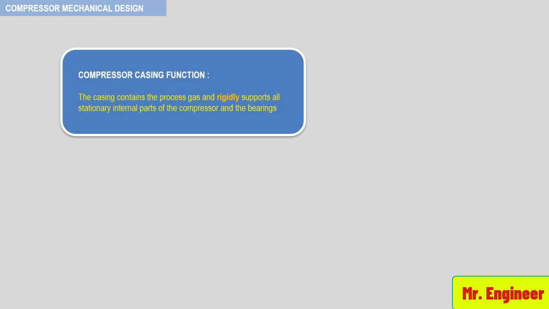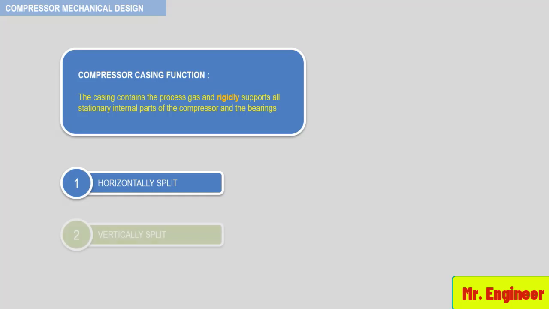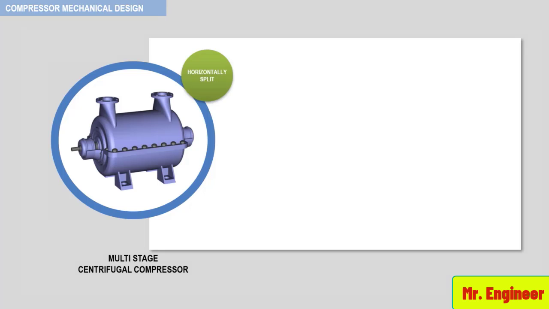The compressor casing contains the process gas and rigidly supports all stationary internal parts and the bearings. Compressor casings can be either horizontally or vertically split. Recall that vertically split casings are also referred to as barrel type. Let's start by examining a typical multi-stage horizontally split centrifugal compressor.